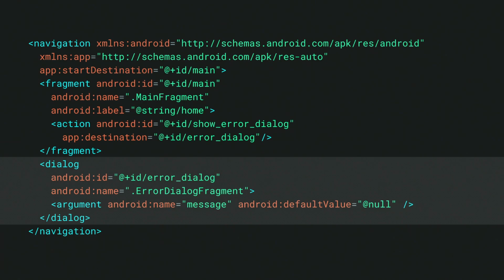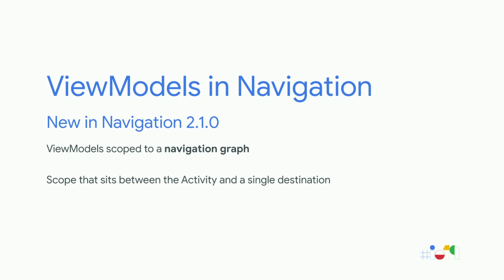Another feature that we were really excited about for Navigation 2.1 was integration with view models. Now, view models are an architecture component about saving data across configuration changes. And with the new saved state view models, even saving things across process death and recreation. But we realized there was something that needed to happen in between the activity scope, i.e. the entire app, as well as just the individual fragment level. So now you can actually scope things to a navigation graph.